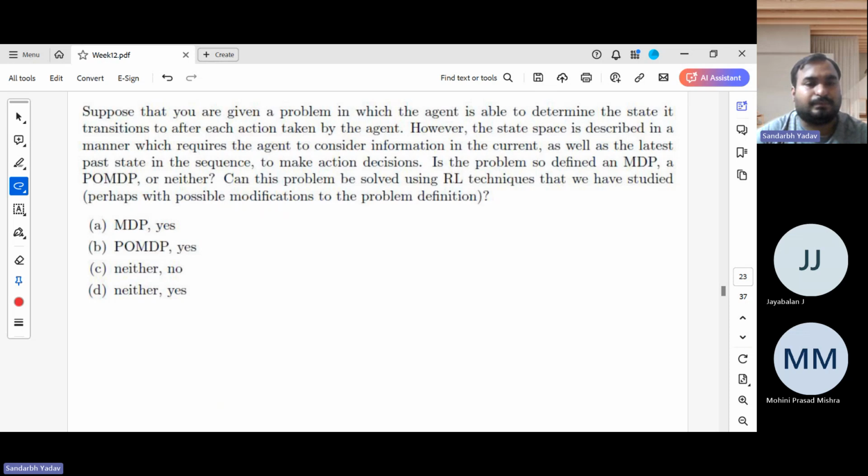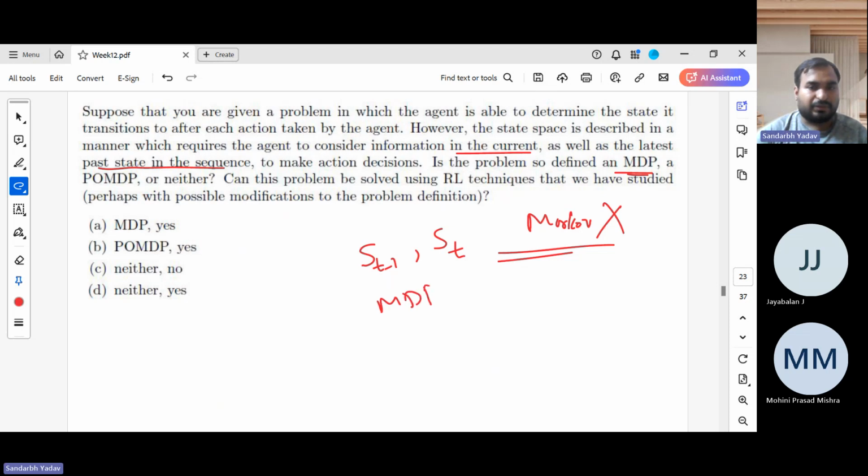Suppose you are given a problem in which the agent is able to determine the state it transitions to after each action taken by the agent. However, the state space is described in a manner that requires the agent to consider information in the current as well as the latest past state to make decisions. Is the problem so defined an MDP? It's definitely not an MDP, because apart from the current state, suppose it is s_t, you will need the latest past state. So you need s_t minus 1 also. The Markov property is violated here. So this is definitely not an MDP.